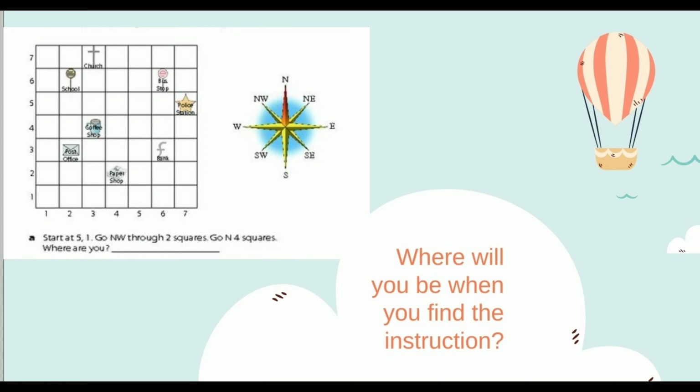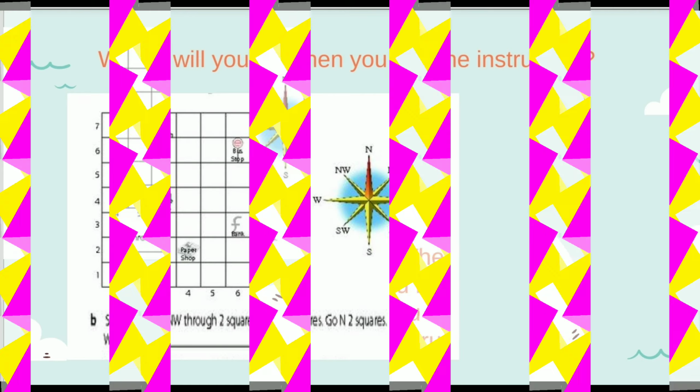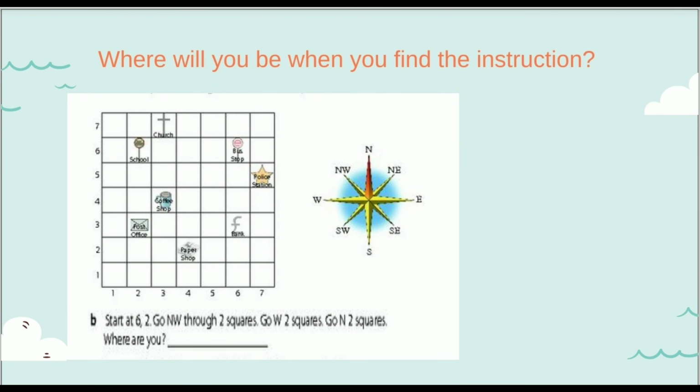So where am I? I am at the church. If I go northwest through 2 squares and I go north 4 squares, I will end up at the church. So were you at the church? Let me know, comment below if you were at the church. If you're at the bus stop, let me know as well. Tell me how you reached the bus stop, so we can talk. All right, so let's do another one. So where will you be?